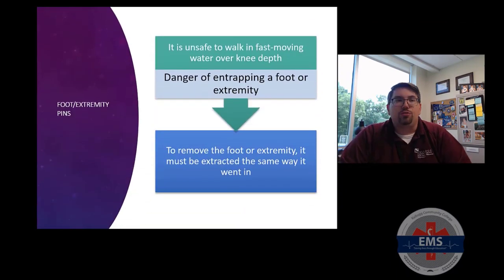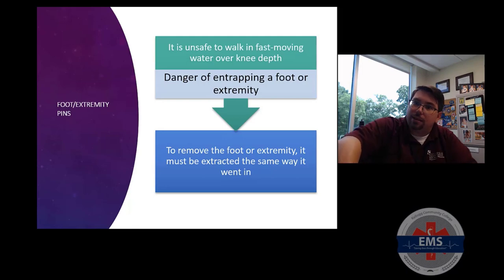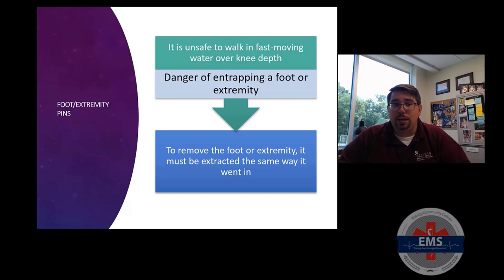We also know that foot and extremity pins can happen as well. Anytime we're dealing with fast moving water over knee depth, we should not be walking across it. If it's above your knee, there is an extreme danger of either becoming entrapped or getting pushed over by the current because of the amount of kinetic energy that water has rushing forward. If we're dealing with someone who has their foot or extremity stuck, it must be extracted in the same way that it went in. So if their leg went in a direction like this and they got pulled forward and the current is pulling them, the only way to get it out is to remove it in the exact same way in which it went in.